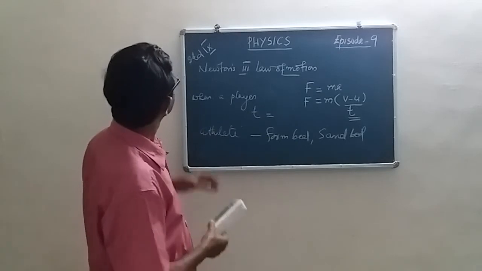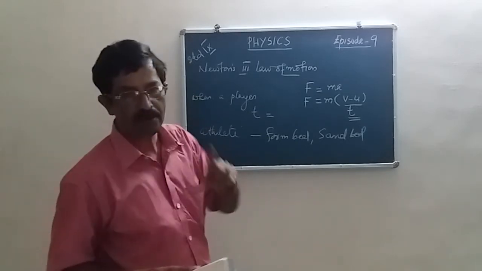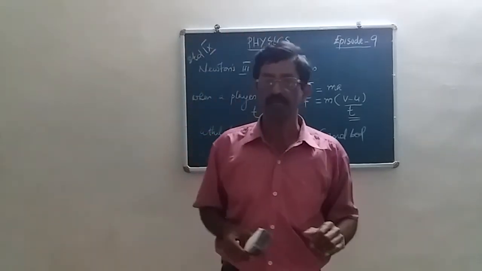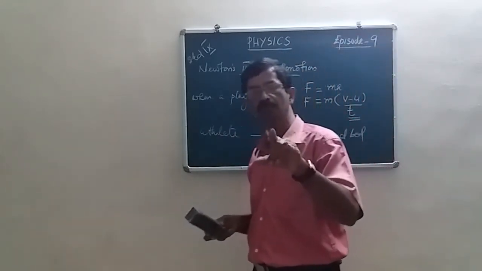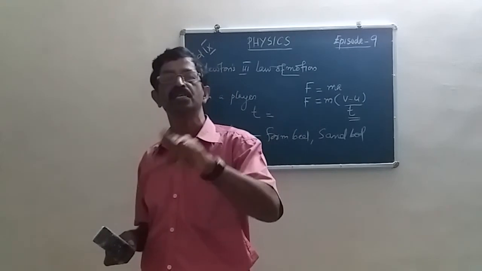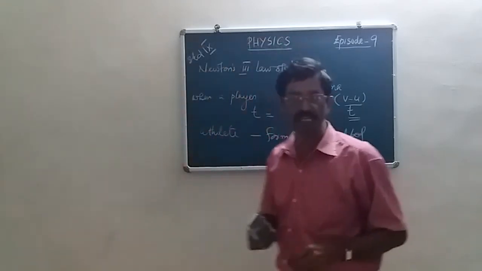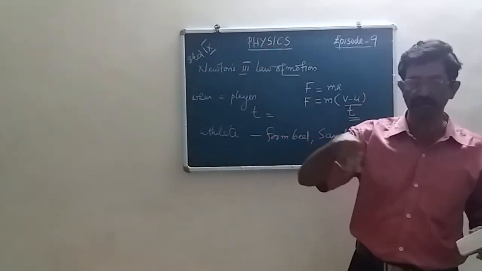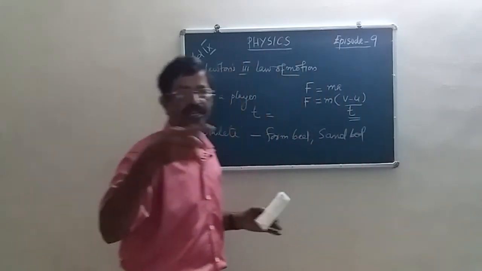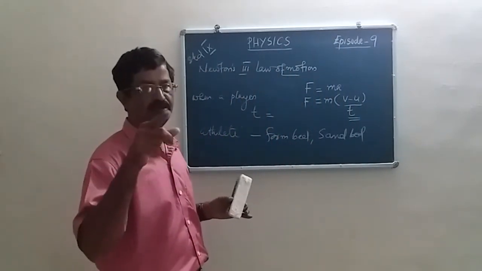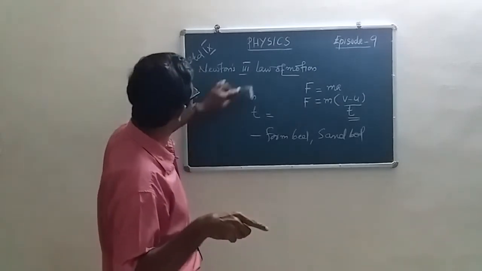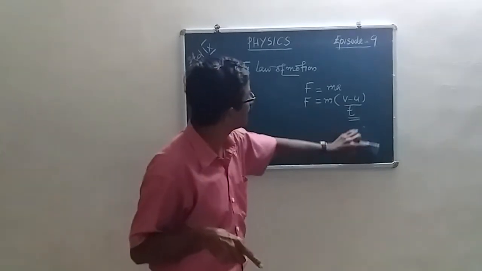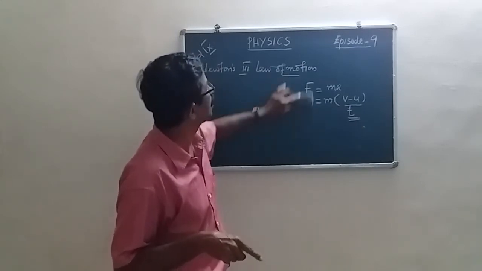From the first law we discussed force and motion. To change a body moving along a straight line, we want to apply force. Another one is a body at rest: to change its state of rest we want to apply force. The second law is used to derive force, that means F is equal to ma.